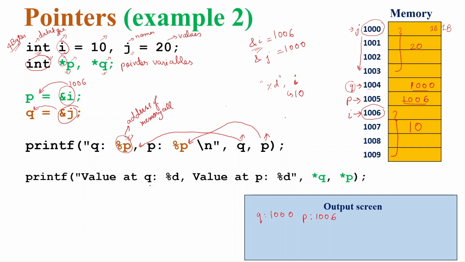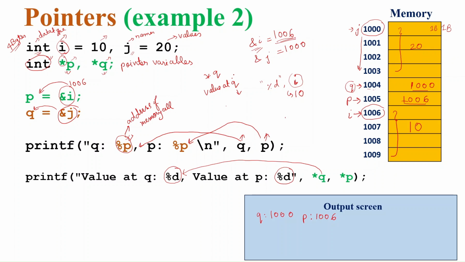Next is the value at Q with %d. See, here you are going to output the integer type value at Q and the value at P with %d. These are your integer type format specifiers. So star Q, what is star Q going to take? Star Q is the value at Q. Alright. So what is Q? When you say I, suppose I is storing 10, and when you say address of I, that means 1006.